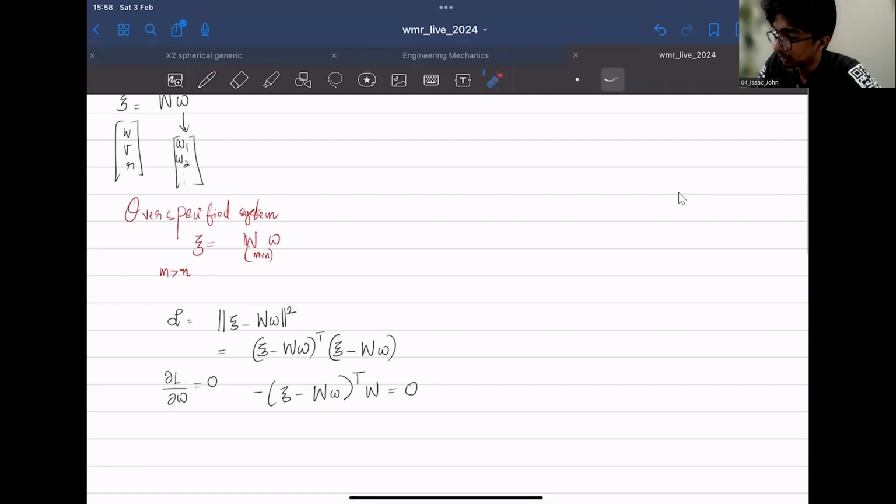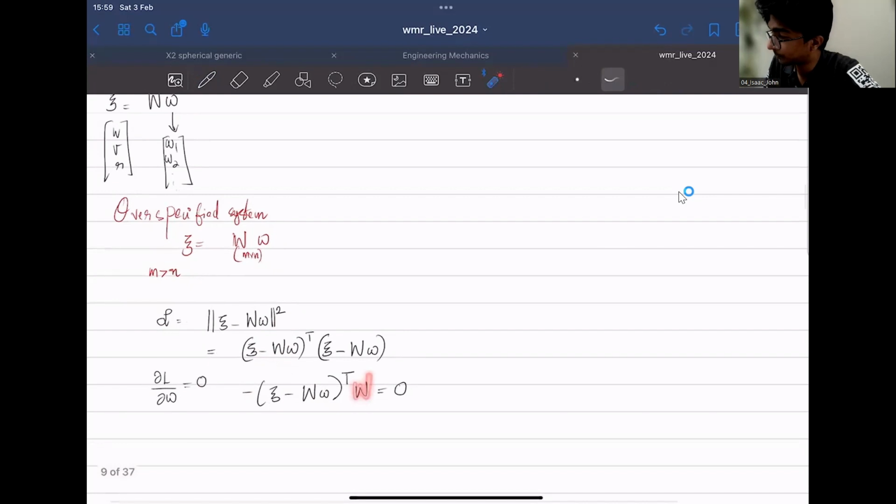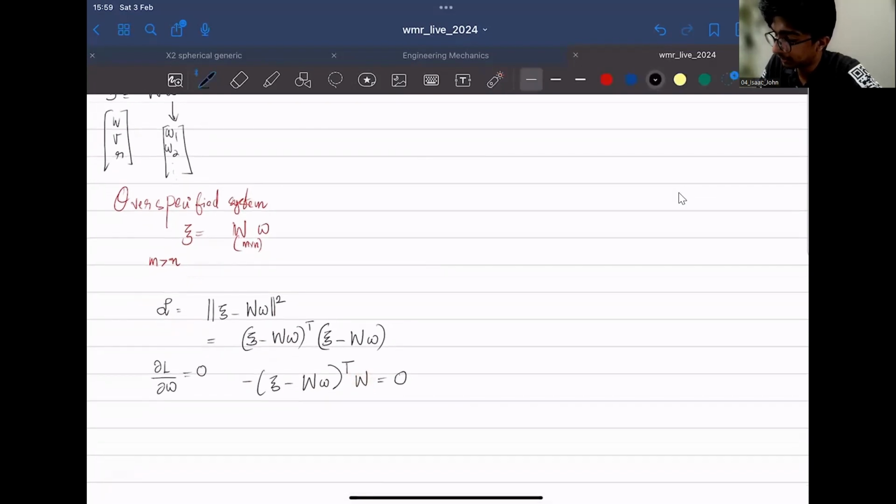And why this negative sign? Because the coefficient of omega over here is minus W. So that is why we have a minus over here, and we also multiply this with W. So if we expand this expression, again, this will be minus theta transpose minus omega transpose W transpose, the whole multiplied by W.